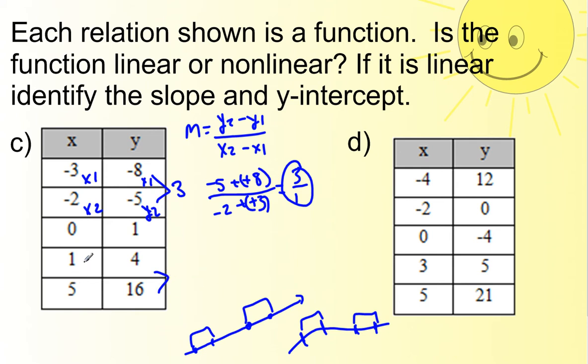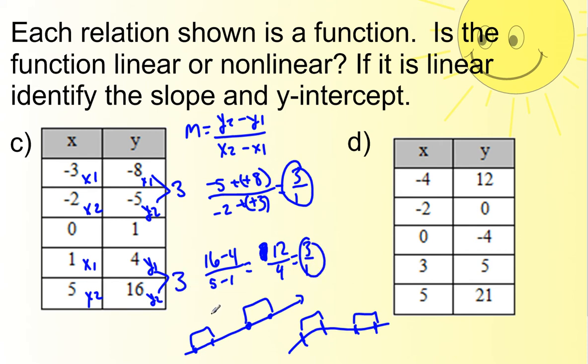So let's check. My new x1, y1, x2, y2. So I take 16 minus 4 over 5 minus 1. Let's see, 16 minus 4 is... no, 12. 5 minus 1 is 4. And 12 over 4 simplifies to 3 over 1. I got the same slope. So I got the same slope here as I did there.